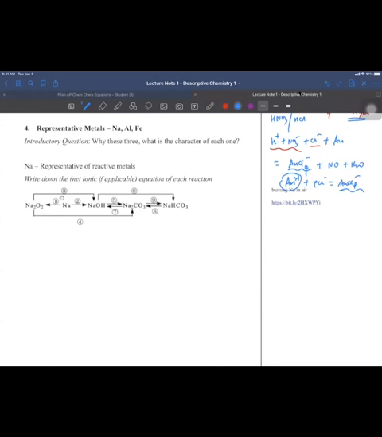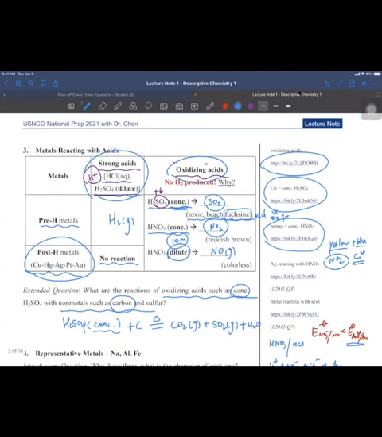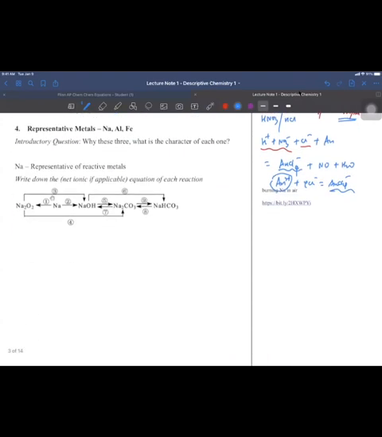So after we talked about those fundamental types of redox reactions and the very interesting metals reacting with acid, we are going to go through a lot of different reactions. Here I pick 3 representative metals: sodium, aluminum, and iron, because each of them represents a certain group of metals. Sodium is the representative of reactive metals. Aluminum is for amphoteric metal. Iron is for transition metal with multiple oxidation numbers. I think after we finish talking about all of those reactions regarding those 3 representative metals, I hope you will have a better understanding about all of the reactions regarding metals.